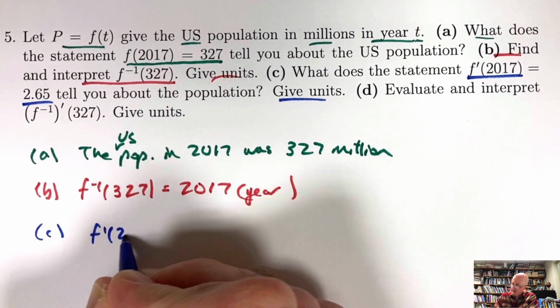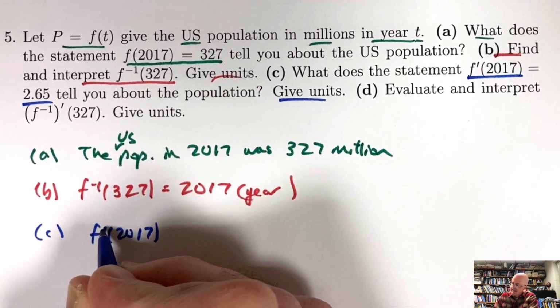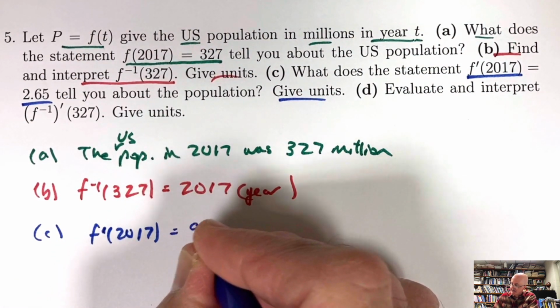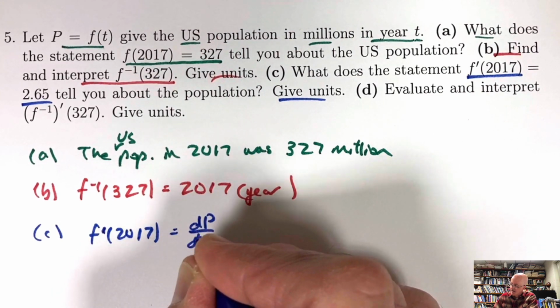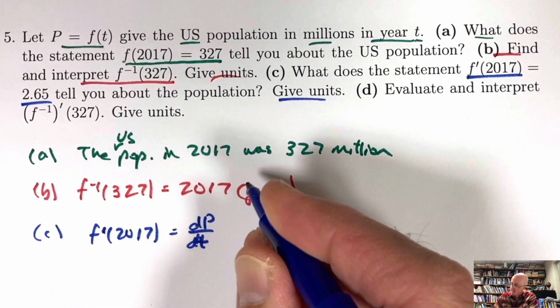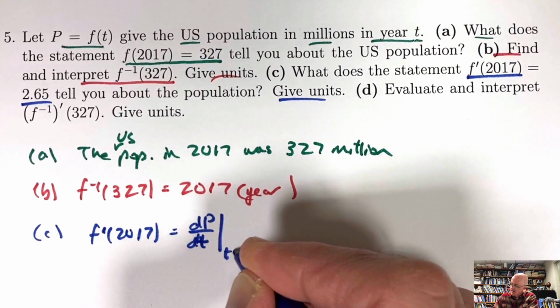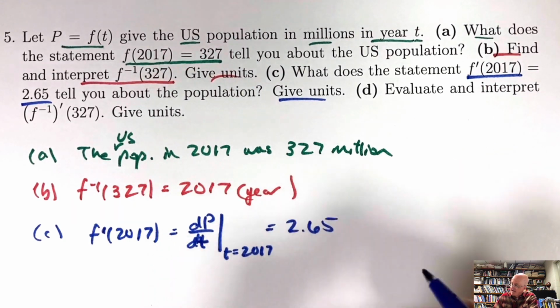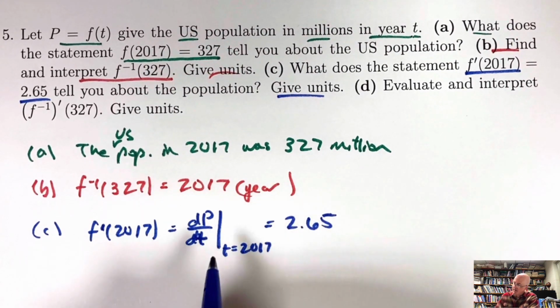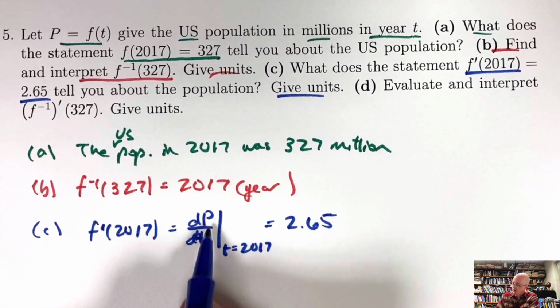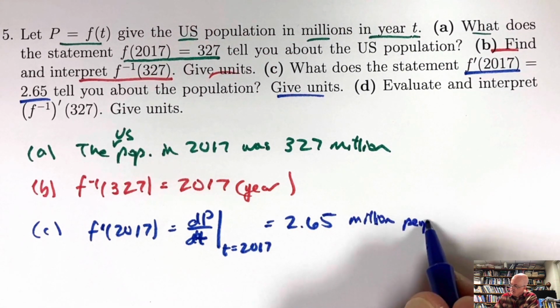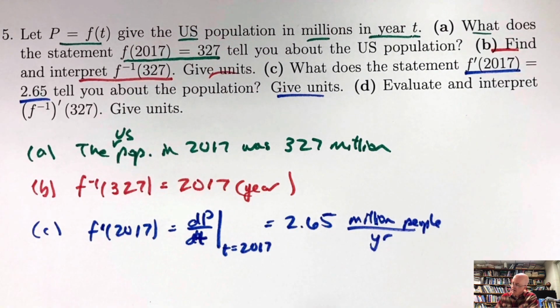f prime of 2017 is the derivative with respect to t of the population. It is dP/dt, the rate of change of the population with respect to time, evaluated at time 2017, the year 2017, and it equals 2.65. Its units as a rate of change have to be the units for the dependent variable P per unit of the independent variable t. This would be million people per year. Million people per year. That's the units.